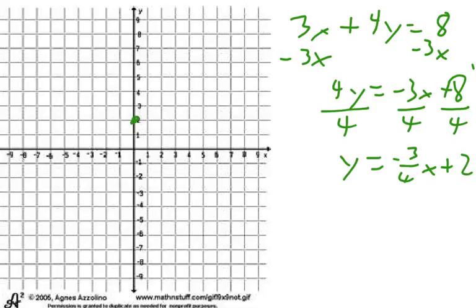So I put a point at 2, down 3 over 4, because this is the slope. And there's my point. And there's my line.